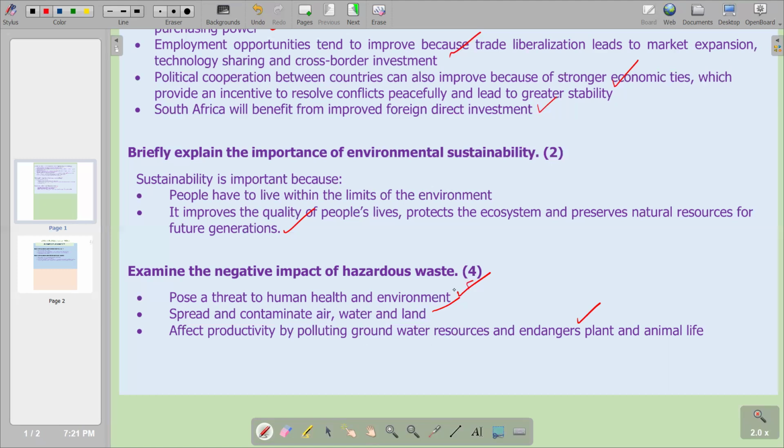And remember, our question has 4 marks, obviously. It requires you to raise at least 2 points. So this is what we have, guys, according to this video.